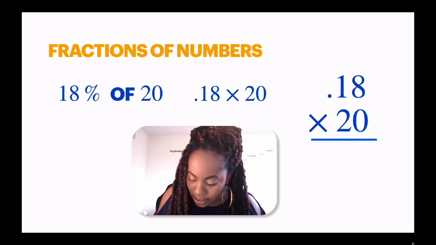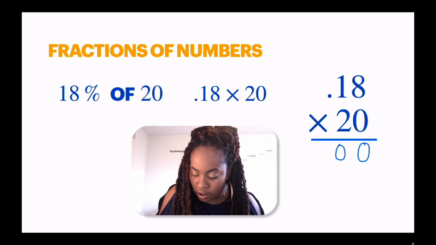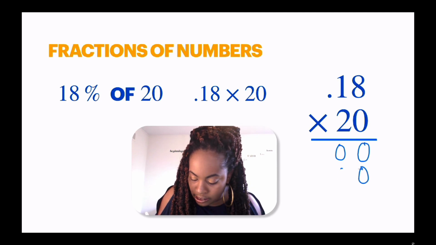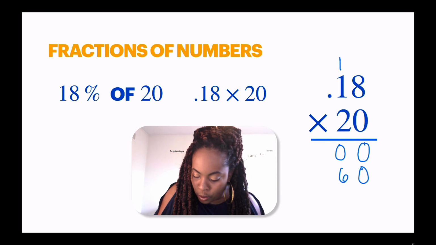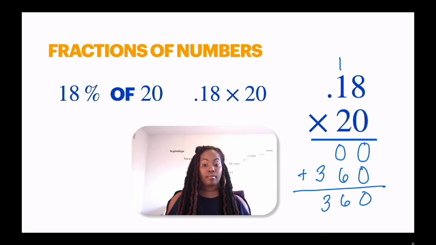So 0 times 8, that's 0. 0 times 1 is also 0. Now I'm going to put in my placeholder here. 2 times 8 is 16. I'm going to carry my 1. 2 times 1 is 2. Plus 1, that's 3. And now let's add everything together. We end up with 360.